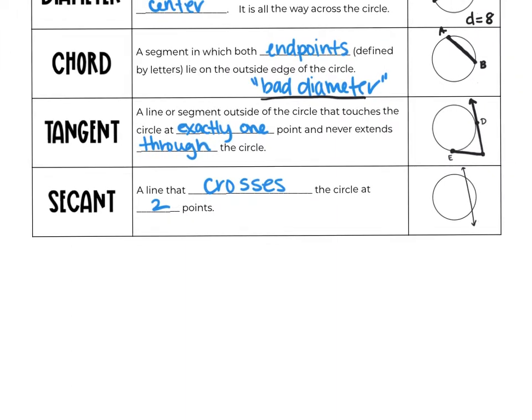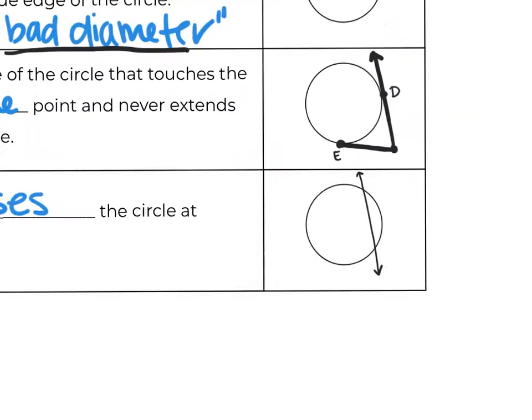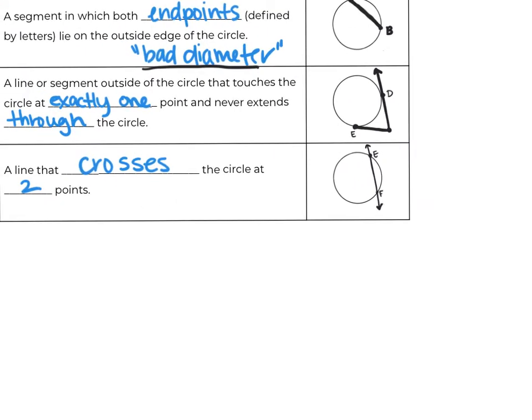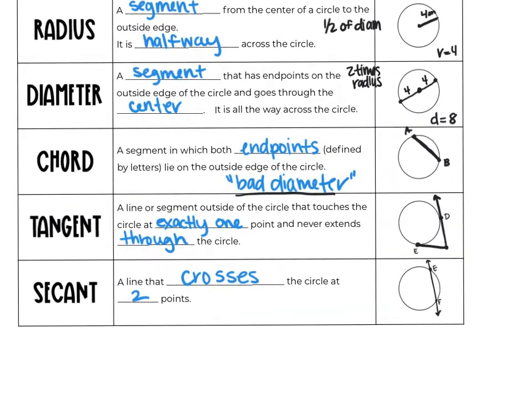All right, secant is a line that crosses the circle at 2 points. So see, it is a line, so it has the arrows on it, and it crosses the circle. So maybe this is point E, and this is point F. So it's never going to be like this, okay? That wouldn't be, because it doesn't go through twice. So it's like cutting off a slice of it.